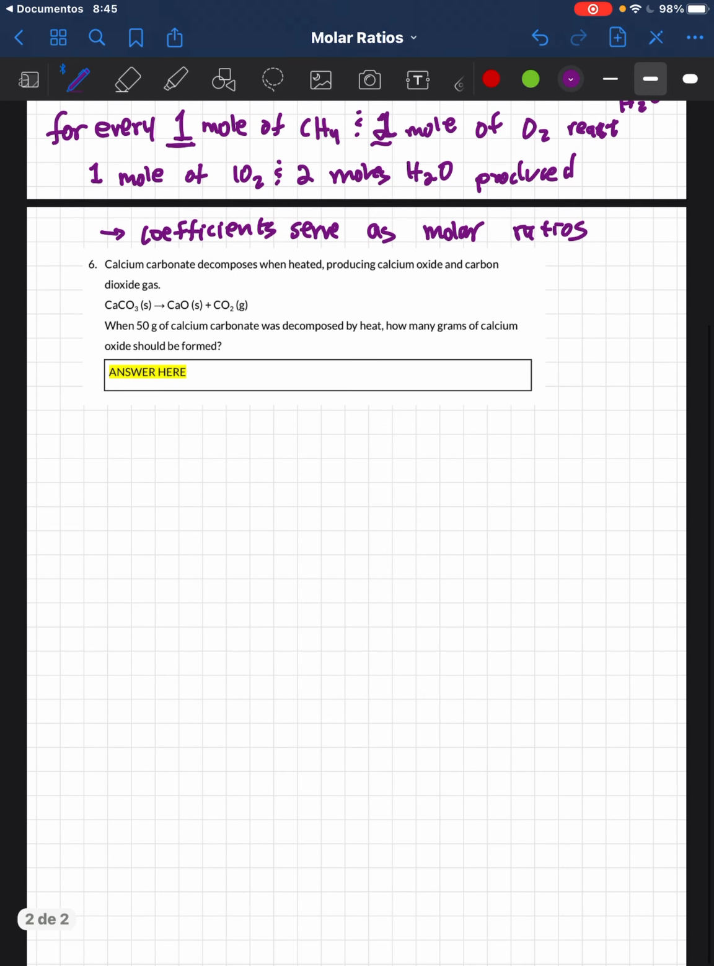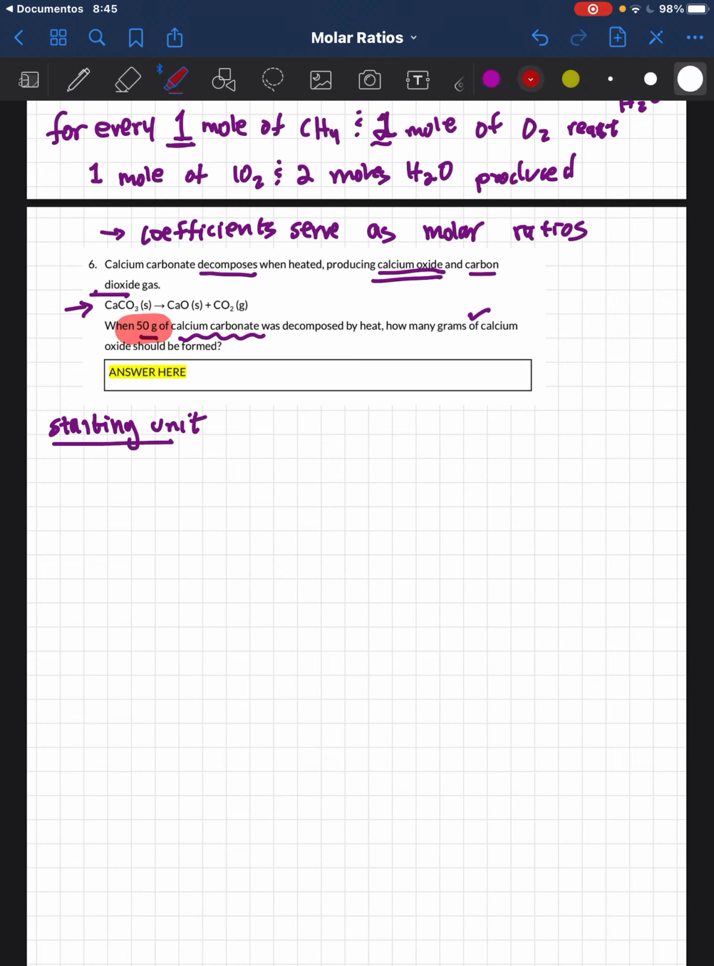I'm going to work through number 6 from the homework. Calcium carbonate decomposes in a decomposition reaction when heated, producing calcium oxide and carbon dioxide gas. Great, and they give me the equation. When 50 grams of calcium carbonate was decomposed by heat, how many grams of calcium oxide should be formed? All right, so starting unit. The only amount that I have here is this 50 grams, so that's what I'm starting in. 50 grams of calcium carbonate.